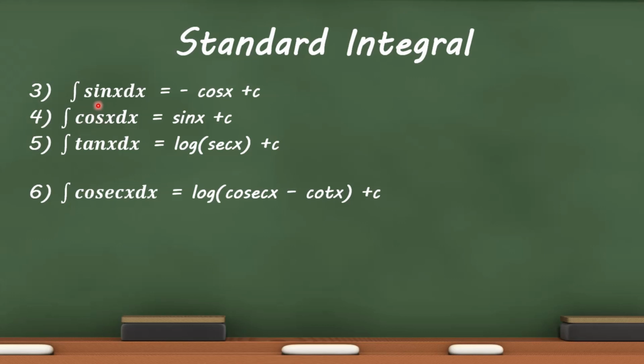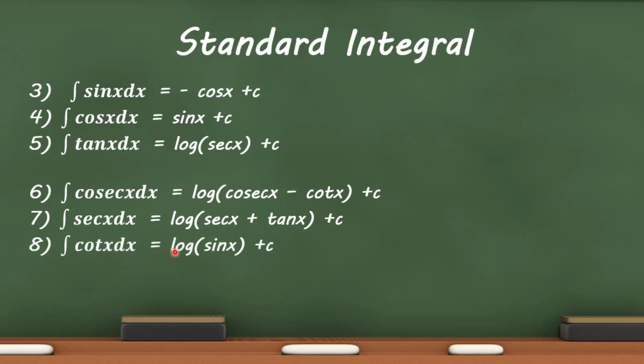Integration of sin x is minus cos x. Integration of cos x is sin x. Integration of tan x is log sec x. Integration of cosec x is log cosec x minus cot x. Integration of sec x is log sec x plus tan x, and integration of cot x is log sin x. For trigonometric functions sin, cos, tan, cosec, sec, cot, the integration is written here, which you can apply whenever required.